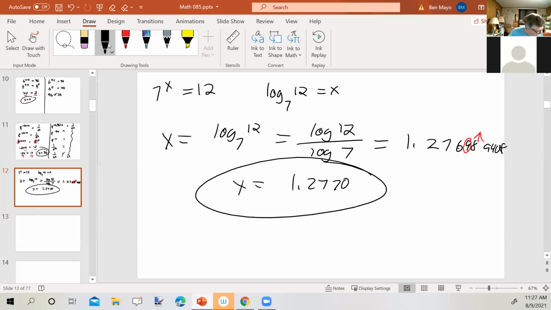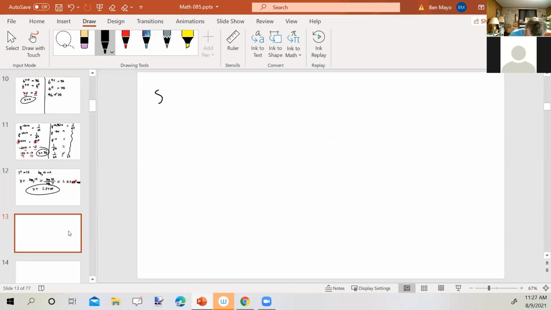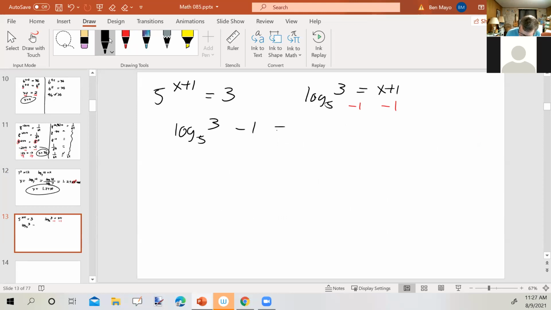Okay, let's do another one of those. Here we have 5 to the x plus 1 power equals 3. I don't know how to take 3 and write it as 5 to some power. So again, I'm going to change it into a logarithmic equation. So log base 5 of 3 equals x plus 1. Oh, but now I've got to subtract 1 from both sides. So I've got log base 5 of 3 minus 1 equals x, or x equals log base 5 of 3 minus 1. Now be careful, that minus 1 is not sucked inside of that log. It's a whole separate term.